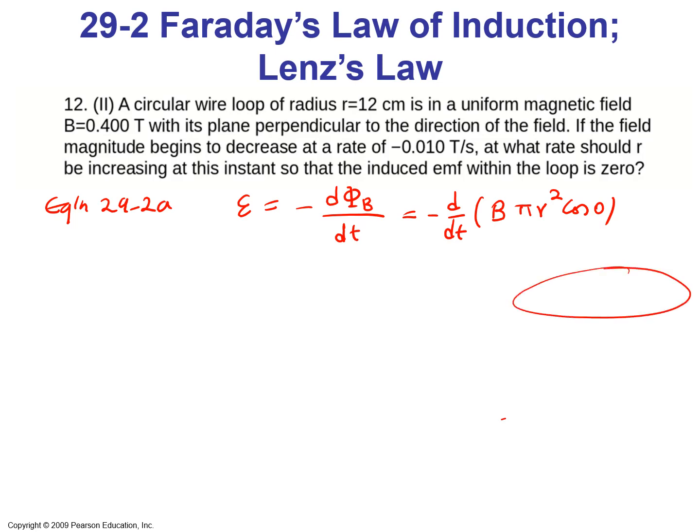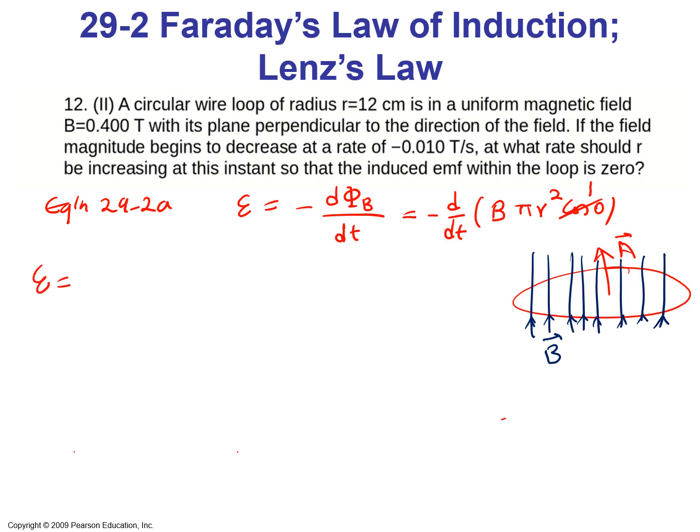Because if this is the wire, we have the normal to the surface A, and this plane is normal to the lines of the magnetic field. So the angle between B and A is equal to 0. Therefore, cosine 0 is equal to 1. So now let's take the derivative.